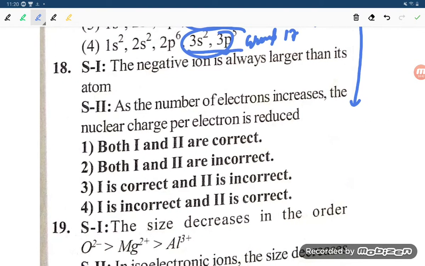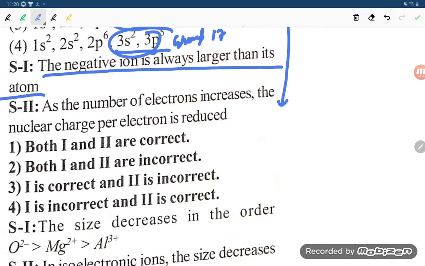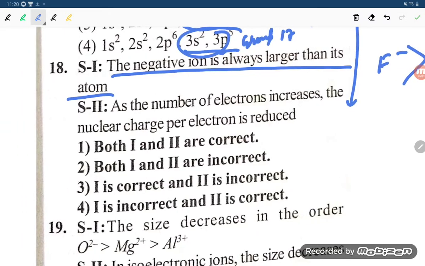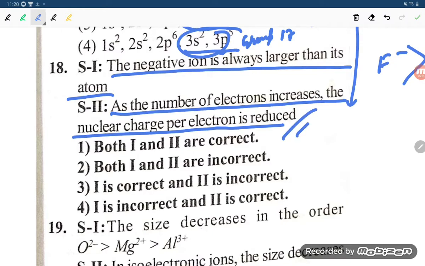Next, question number 18, student. The negative ion is always larger than its atom. That is correct, because F minus always has a larger radius than the F atom. Next, as the number of electrons increases, the nuclear charge per electron is reduced. That is also correct, student. Both the first and second are correct.